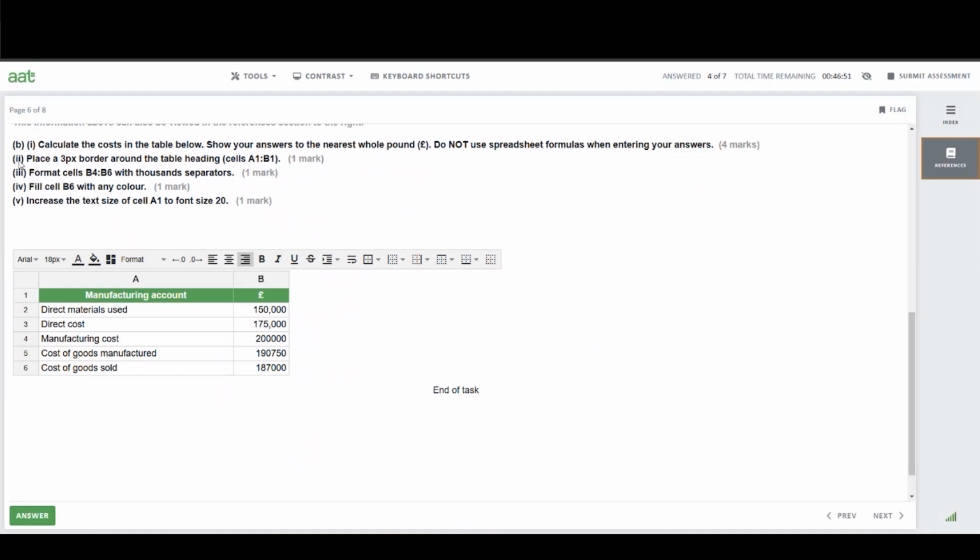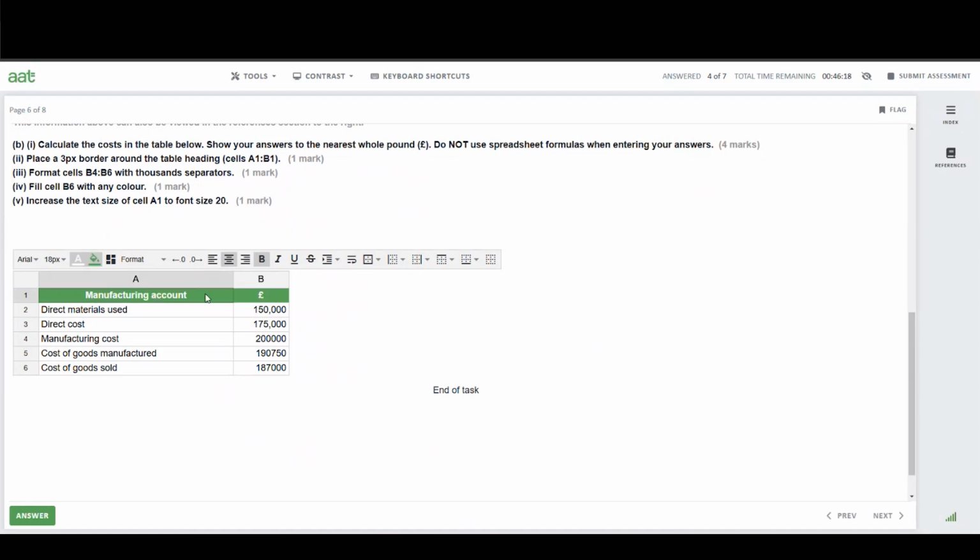So part 2, place a 3px border around the table heading cells A1 to B1. I confess, when I first looked at this, I wasn't 100% sure what a PX border was. However, I looked at the border icons. These are the border icons here. And if you have a look at the drop down next to it, can you see we have an option for a 3px solid black? I'm guessing 3px is the weight of the line.